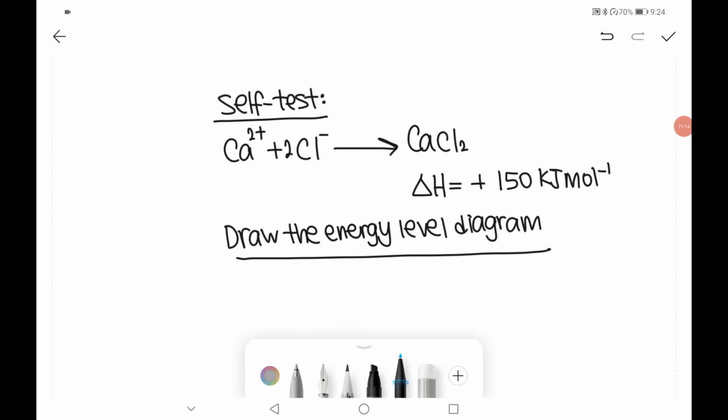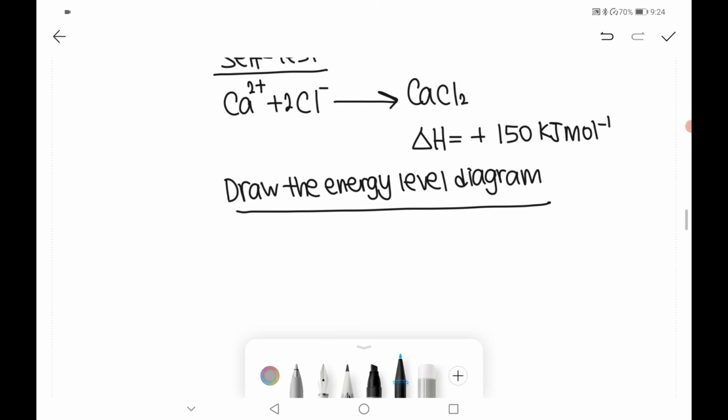Okay, so let me show you how to solve the question step by step. We want to draw an energy level diagram. First of all, we draw the y-axis. The y-axis must be labeled as energy. We don't need to draw the x-axis. We start with one horizontal line, and this horizontal line is for the reactant. Reactant is the raw material.